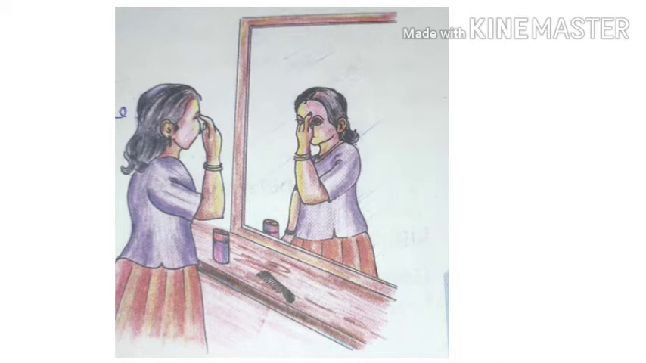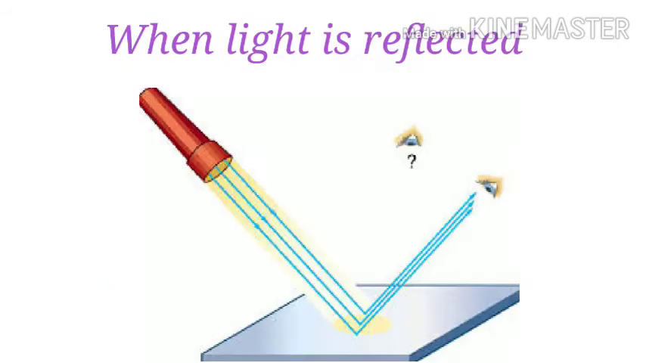Now, what if we look at a steel plate or an aluminum plate instead of a mirror? How does the face appear? Do we get a clear image of our face? No, our face is not seen clearly because it does not reflect light completely.